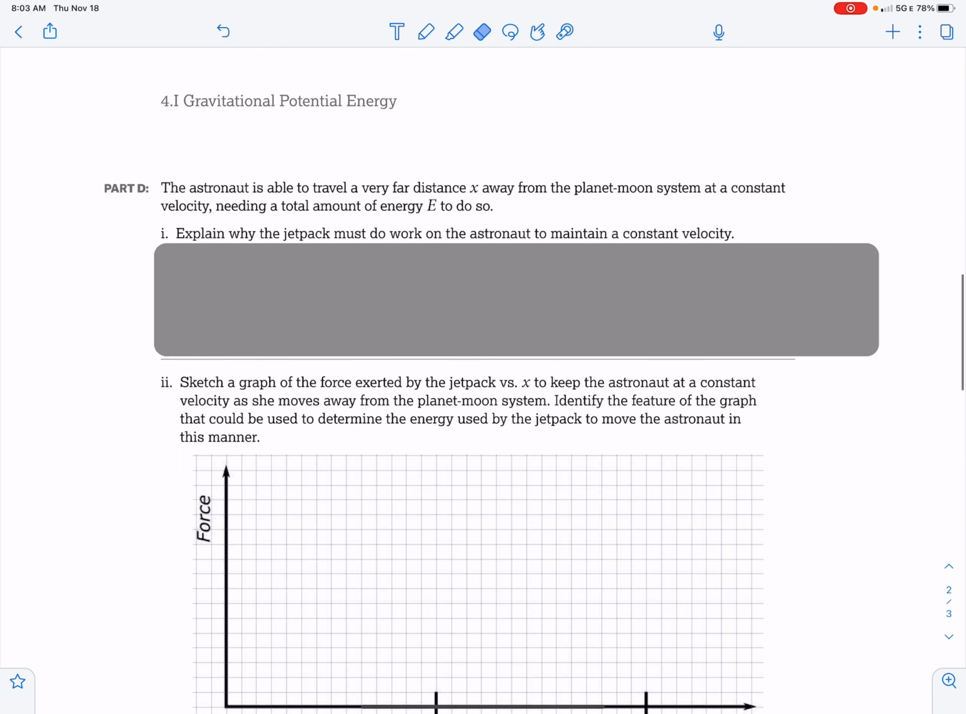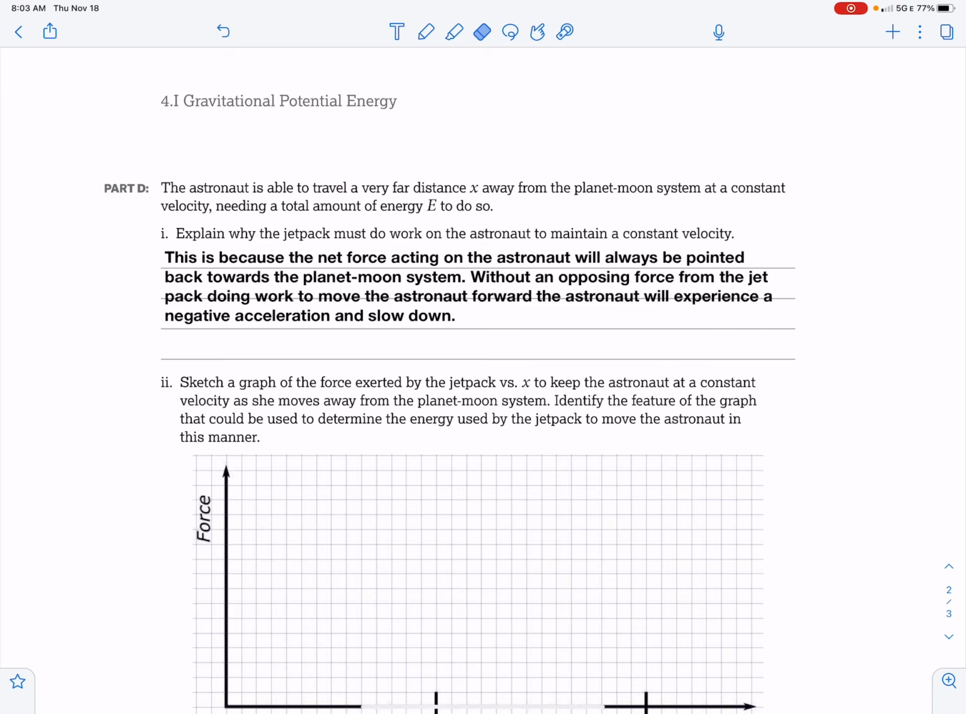Part D. The astronaut is able to travel a very far distance away, x, from the planet-moon system at a constant velocity, needing a total amount of energy to do so. Explain why the jetpack must do work on the astronaut to maintain a constant velocity. Well, this is because there is a net force acting on the astronaut, and it's always pointed back towards the planet-moon system. We're talking about gravity. Even if you get really far away, there's still a gravitational attraction pulling you. It just gets weaker and weaker.